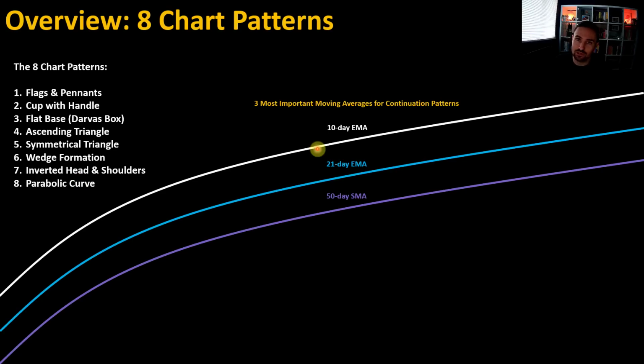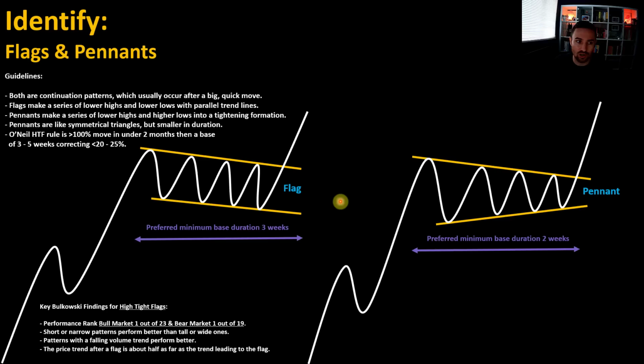Now before we get on into it, you'll see moving averages on the charts. The 3 most important moving averages for continuation patterns on the daily chart in my view is the 10-day EMA, the 21-day EMA, and also the 50-day simple moving average. So be paying attention to those lines and the repeatable nature of where you're seeing these sellouts, where you're seeing the stocks finding supporting action on the charts as we go.